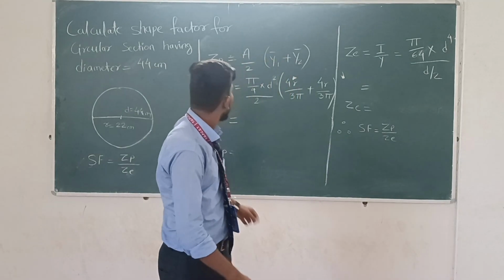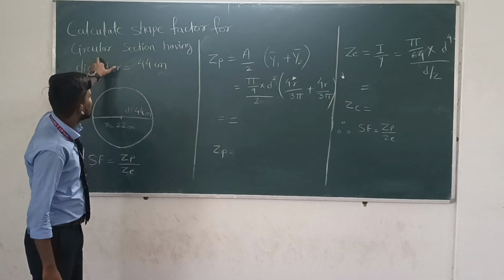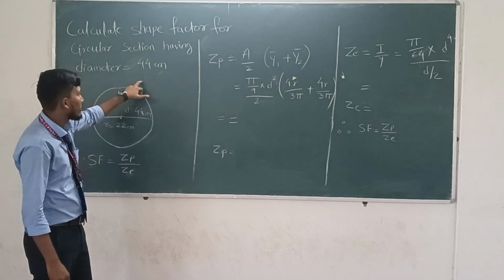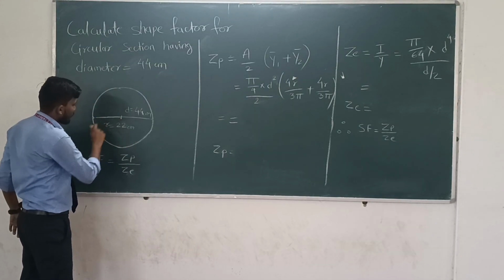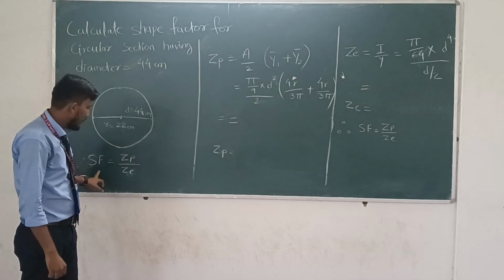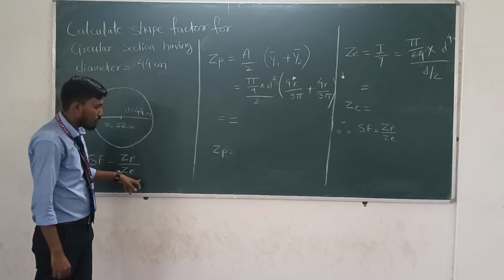So today I will solve this numerical: calculate the shape factor for a circular section having diameter 44 cm, and r is equal to 22 cm, half of the diameter. First of all, calculate the shape factor. The shape factor is equal to the plastic modulus divided by the elastic modulus.